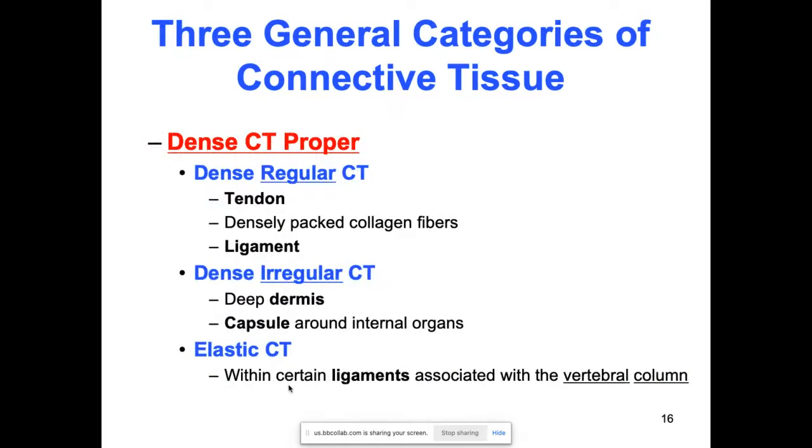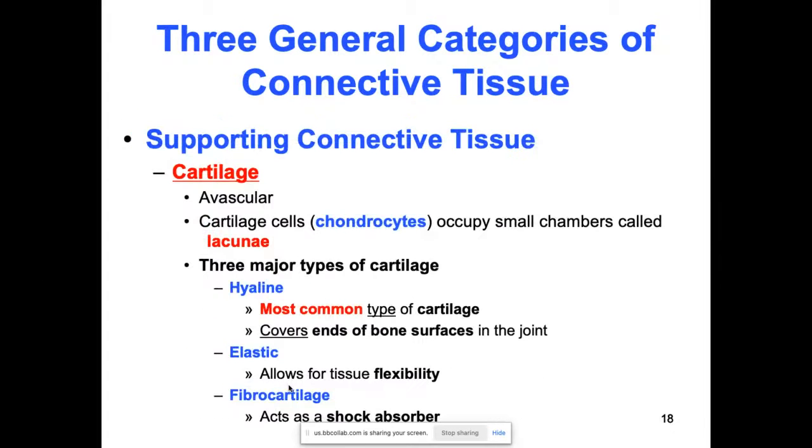Okay, so we did connective tissue proper. We did loose and dense connective tissue. We did fluid connective tissue. Now let's look at supporting. For supporting, we're going to do cartilage and then we'll do bone. So cartilage is avascular, meaning without blood supply. So when cartilage gets damaged, it takes a long time for cartilage to heal. The three types of cartilage are hyaline cartilage, elastic cartilage, and fibrocartilage. Fibrocartilage is the strongest. Your intervertebral discs are considered fibrocartilage. The IVDs, the discs between each vertebra.